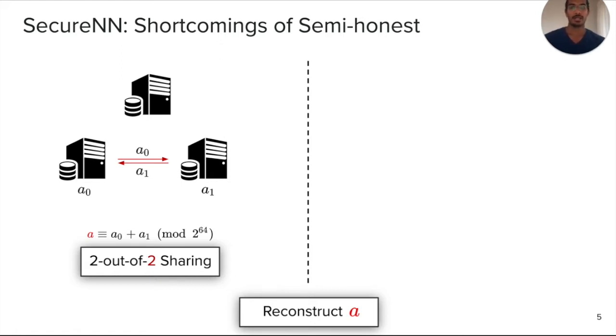But this has no security against a malicious adversary. If one of the parties is corrupt, then they can arbitrarily lie about their value, and so you don't get any correctness of computation guarantees when dealing in such a model.